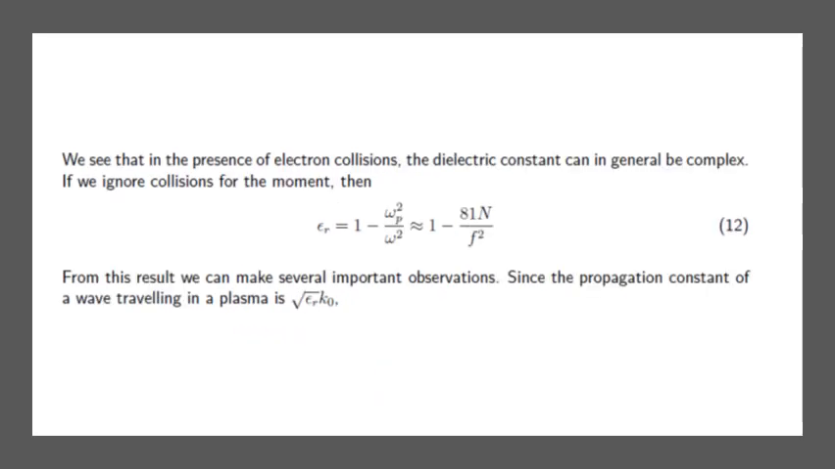We see that in the absence of electron collision, the dielectric constant can be written like this: epsilon r is equal to 1 minus omega p squared over omega squared, which is equal to 1 minus 81 N over f squared. From this result, we can make several important observations, since the propagation constant of a wave traveling in a plasma is beta equals k0 times the square root of epsilon r.